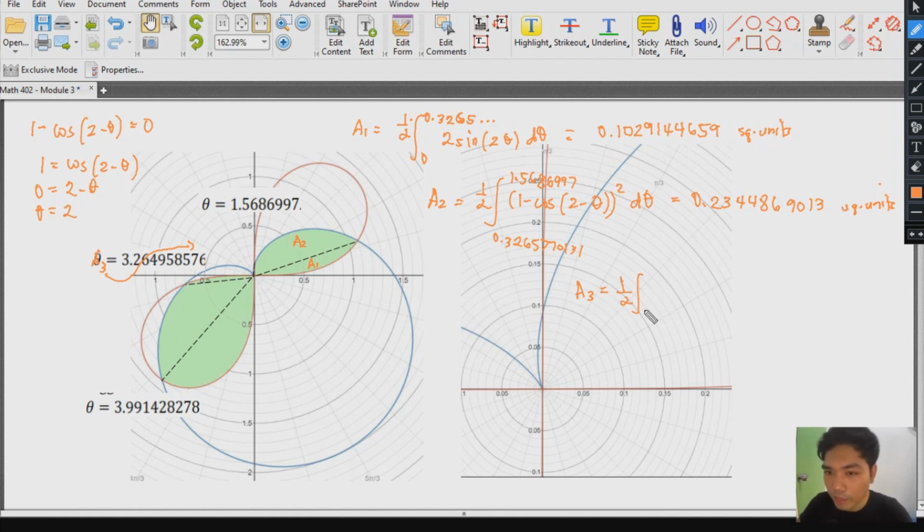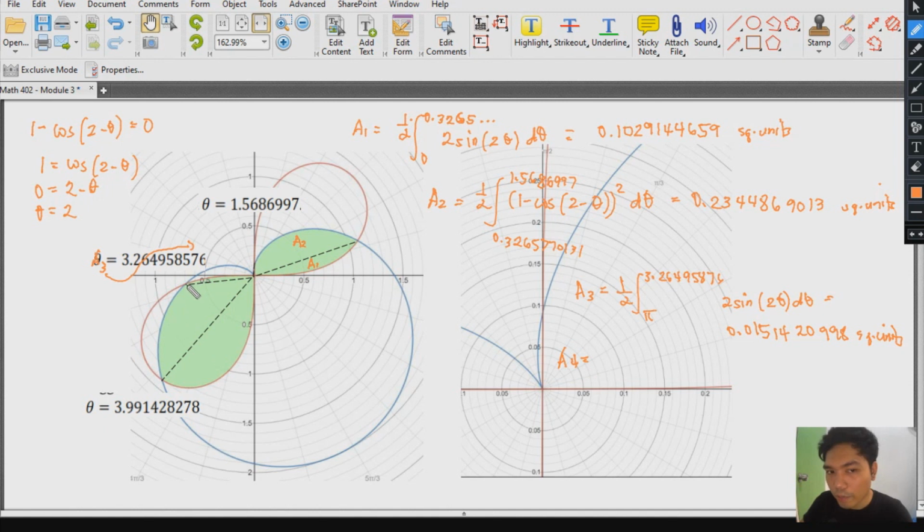From that, we could say that we have pi as the lower limit and then yung ating upper limit is the theta 3 that is 3.26495876 and then our r squared is 2 sine 2 theta d theta. With this gives us the value of our third area which is actually equal to 0.015, okay, 0.015142098 square units.